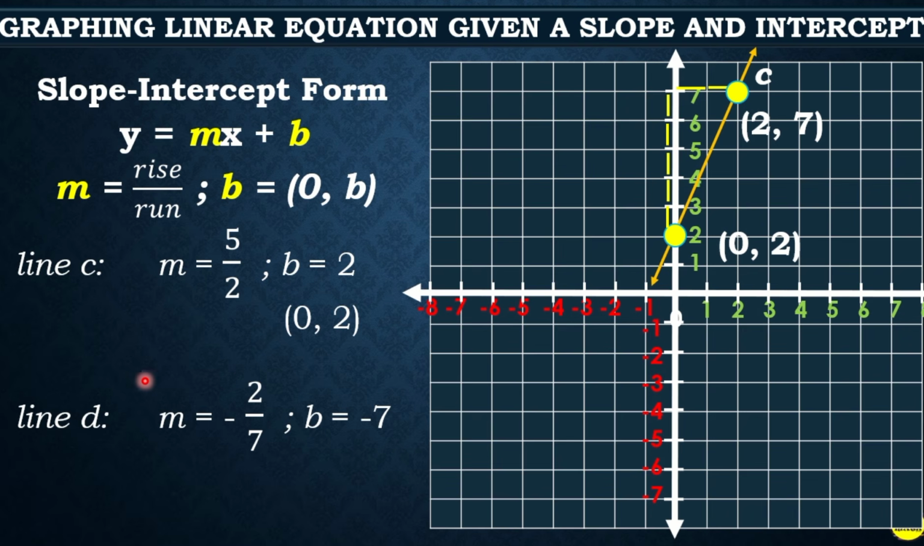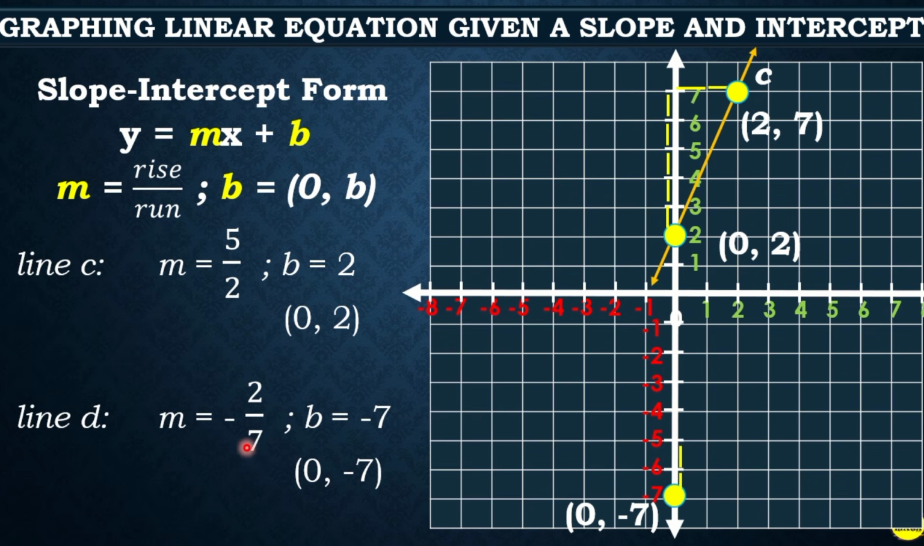Another example, I have here line D. So our y-intercept is 0, negative 7. Let us plot 0, negative 7. Ito po. Ayan, do not forget to write the ordered pair ha when we are plotting points. And then next, so what is our rise? It is 2. So we will be moving twice. So 1, 2. Ayun po. Nag-move tayo twice.